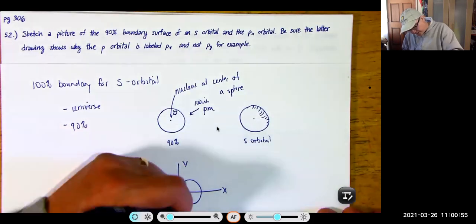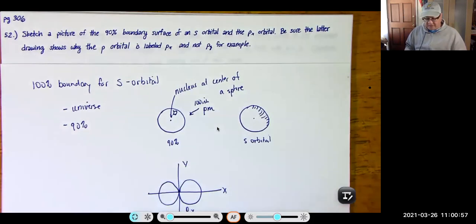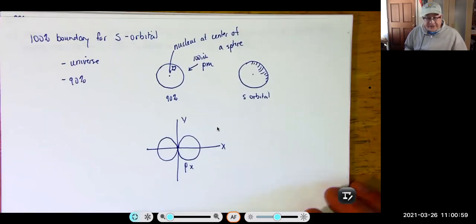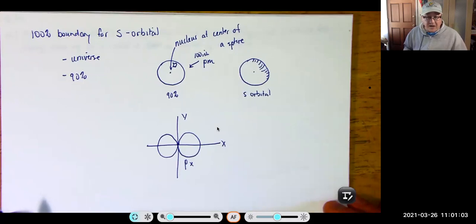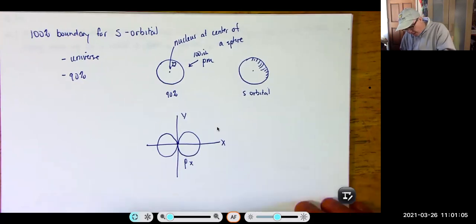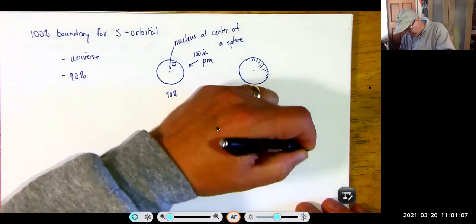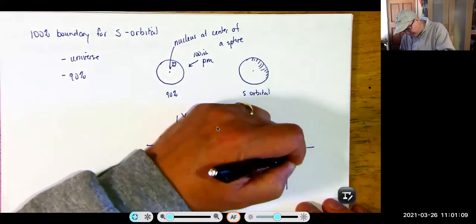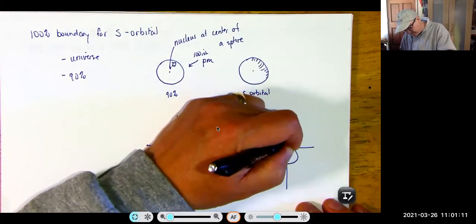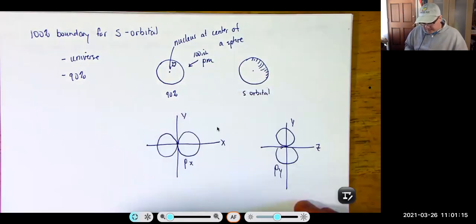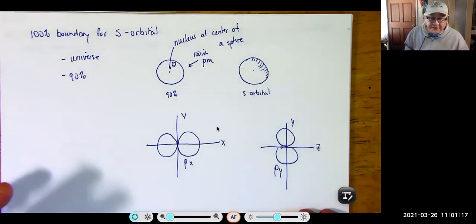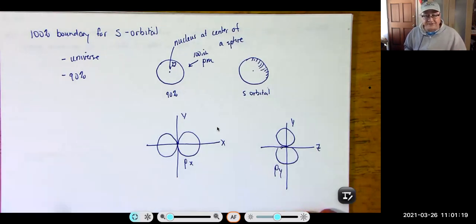And there's your px. The reason I draw the coordinates there is because they say, make sure that it looks like a px and not a py. What does a py look like? A py looks like this. And you can imagine what a pz looks like. I'm not going to try and draw it because it just gets too messy.